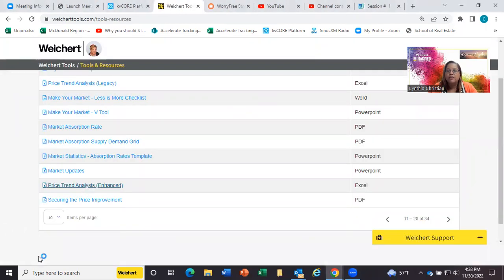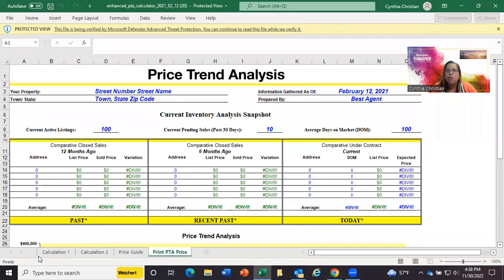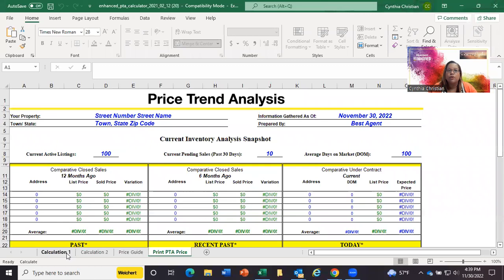This is an Excel product. There are formulas built throughout the document, the PTA. So you want to be careful when you are putting something in or deleting something, because you can delete yourself into the product not working. So you're going to start with calculation number 1. That's where you're going to start putting in information.